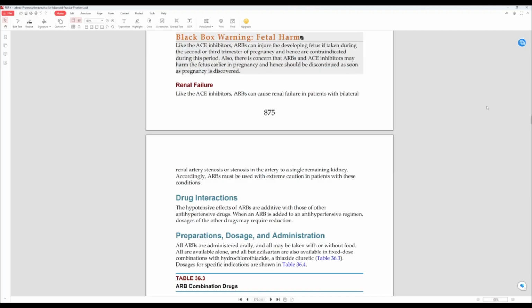Similar to ACE inhibitors, ARBs can injure the developing fetus if given during the second and third trimester of pregnancy, and therefore are contraindicated during this period. Also, there's the concern that ARBs and ACE inhibitors may harm the fetus in early pregnancy, and therefore should be discontinued as soon as pregnancy is discovered.